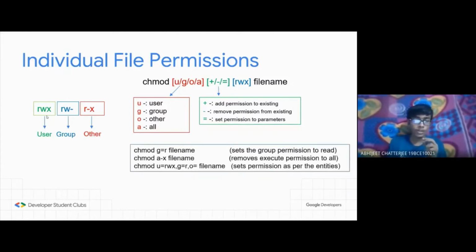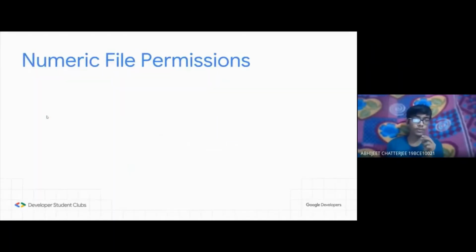So some examples are chmod g=r filename. It will set the group permission to read, and all other permissions will be removed. And there is a -x, which removes the execute permission from all. And then we can also specify different permissions for different groups using a comma and separating them out. And if we provide nothing after the equal to sign, all permissions are revoked from the particular group.